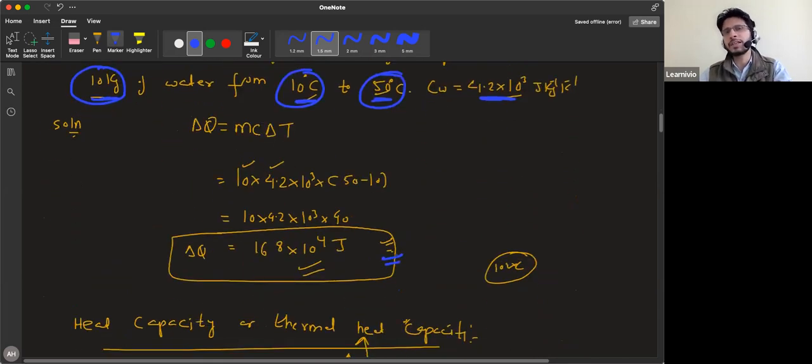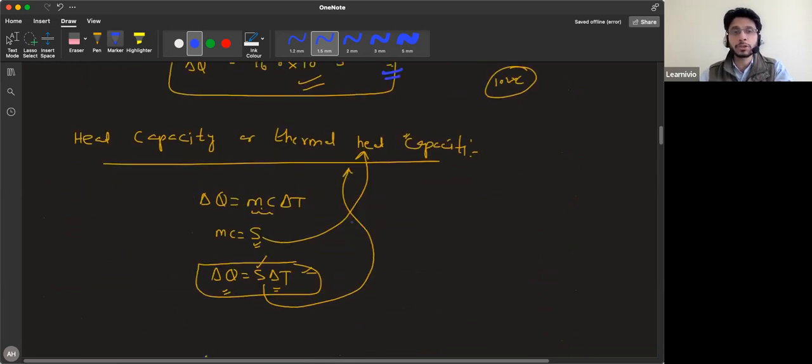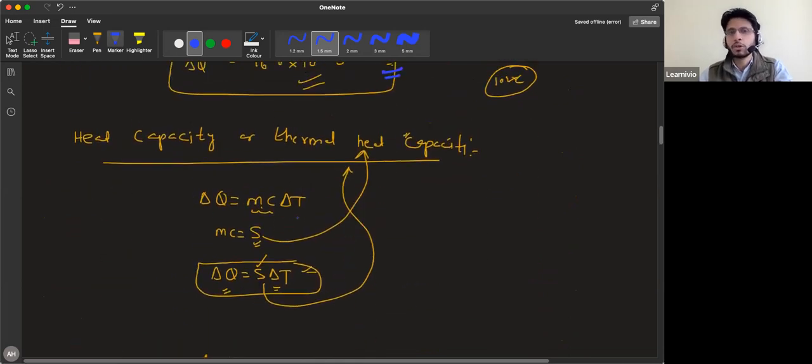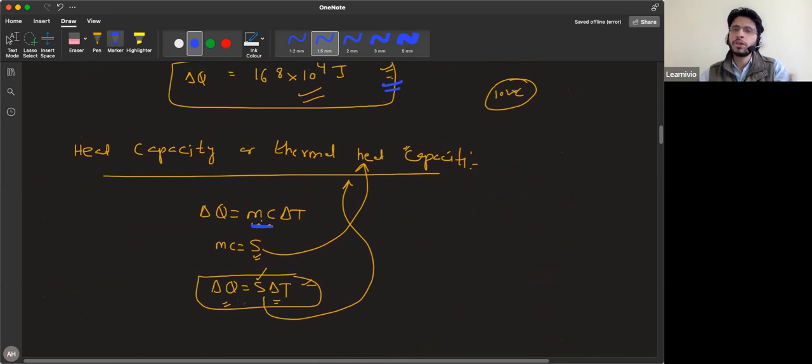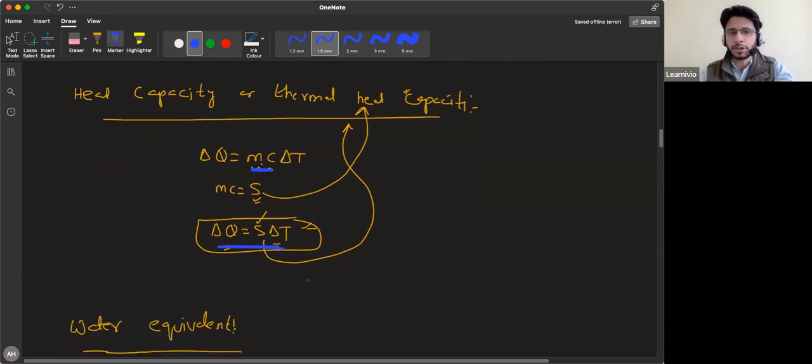After specific heat, there is one more term. It's very rarely used, but you can see this term in a question. That's thermal heat capacity. So what is thermal heat capacity? It's basically the combination of mass and specific heat. So when you calculate heat using thermal heat capacity, instead of mc, you write S into delta T. So that's thermal heat capacity, or heat capacity.